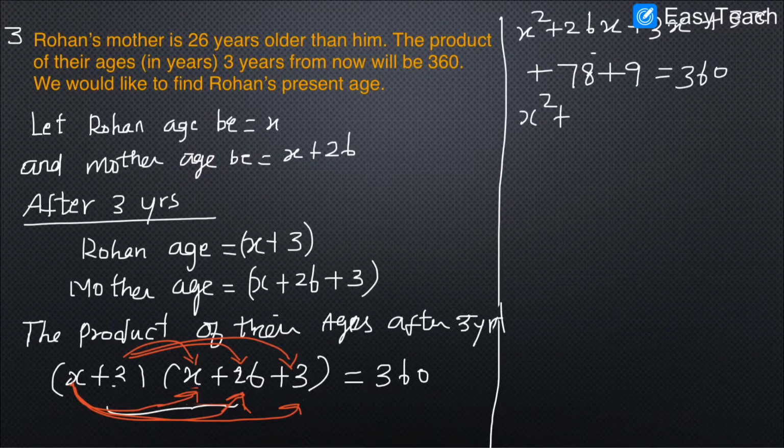Then x square plus 26x and 3x plus 3x. So totally 35x plus 78 plus 9, 87 equals 360.